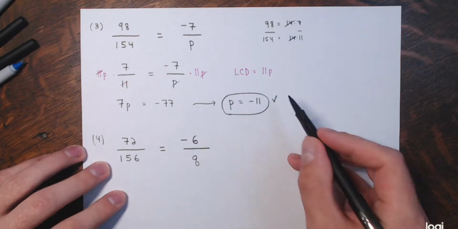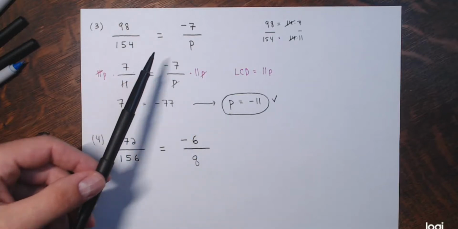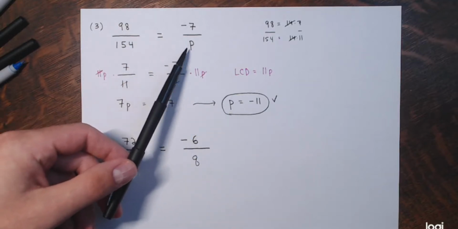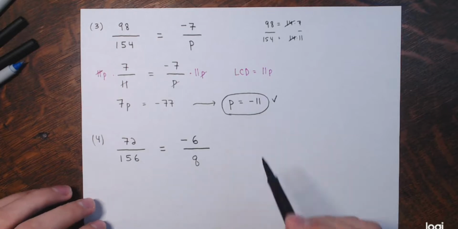Now again, please check it, back in the original. The left side was 7 elevenths, and then the right side, negative 7 divided by negative 11 would be positive 7 elevenths. You'd have 7 elevenths equals 7 elevenths. That is good.